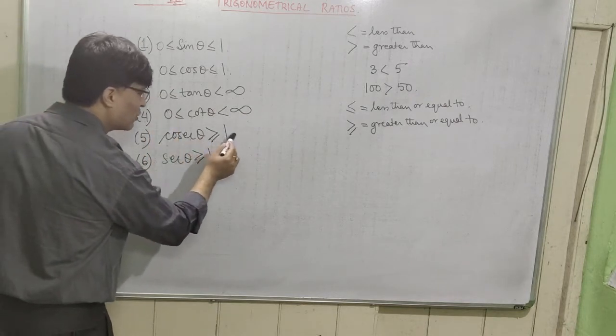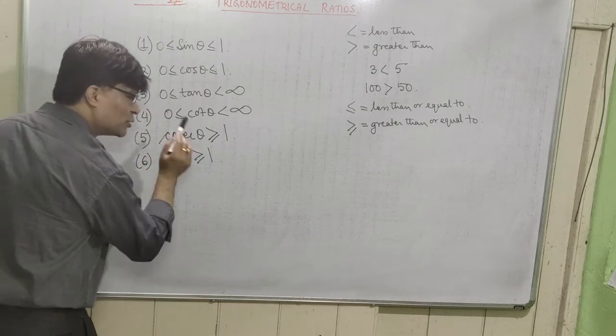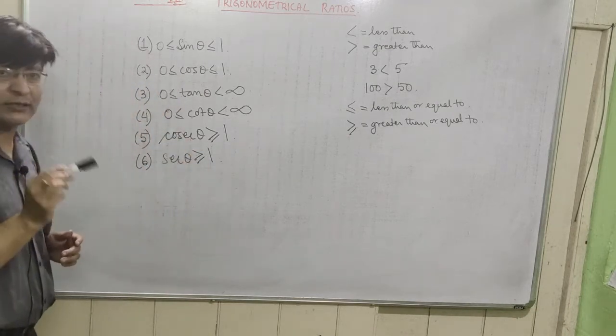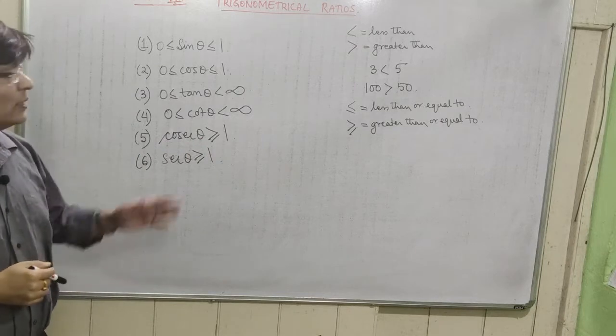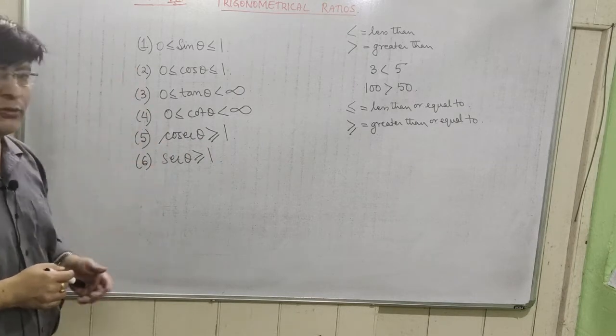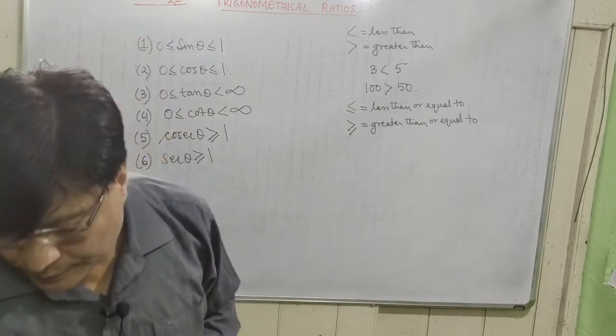Cosec theta should be greater than or equal to 1 but should not be less than 1. Sec theta also should not be less than 1, but it is always greater than or equal to 1. Okay, so is that clear to all of you? So now you can copy it. Now we will do problems from the book.